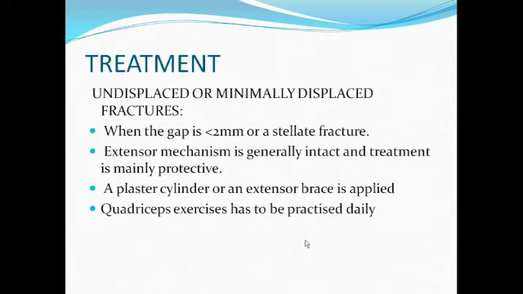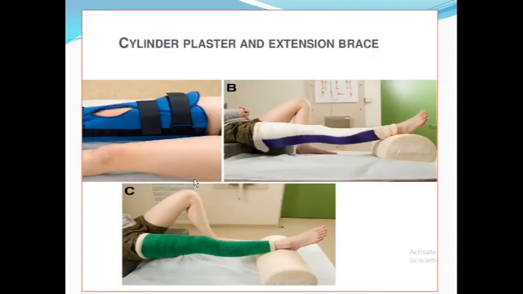So for the first category, when there is an undisplaced or minimally displaced fracture, when the gap between two fragments is less than 2 millimeter, or there is a stellate undisplaced fracture, we go for conservative management. At this point, the extensor mechanism is generally intact. So what do I mean by that? How will you know that the extensor mechanism is intact? I will show you a figure, then you will better appreciate.